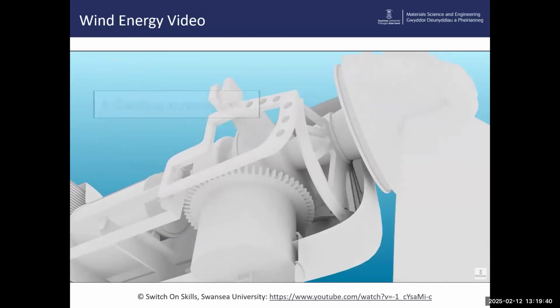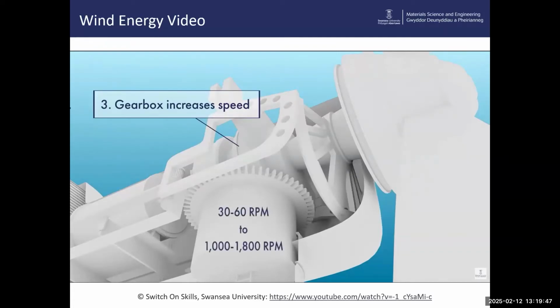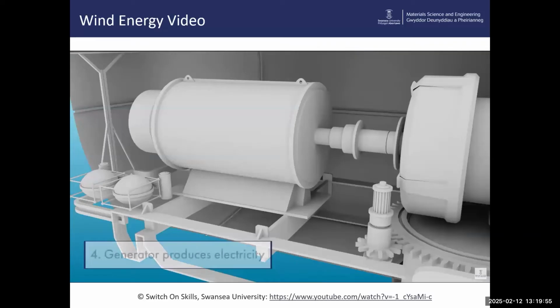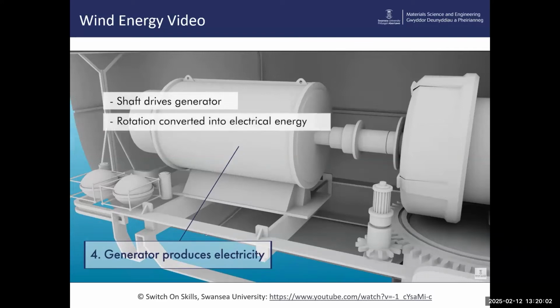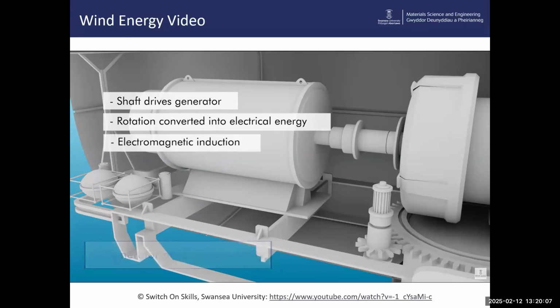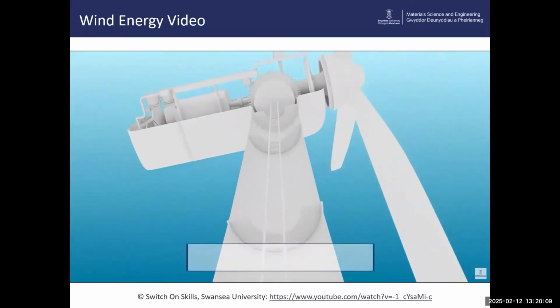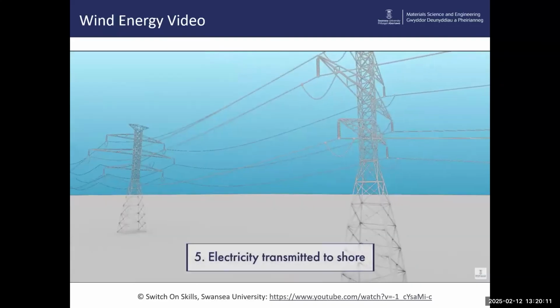Gearbox increases speed. The gearbox increases the rotational speed from about 30 to 60 rotations per minute to around 1000 to 1800 rotations per minute, which is suitable for generating electricity. Generator produces electricity. The high-speed shaft drives the generator. Inside the generator, the mechanical rotation is converted into electrical energy through electromagnetic induction, and finally, electricity transmitted to shore.